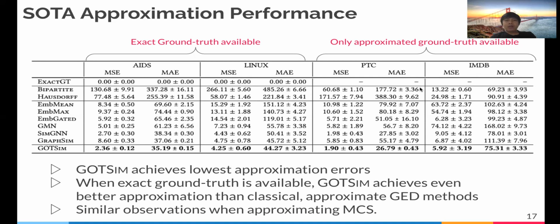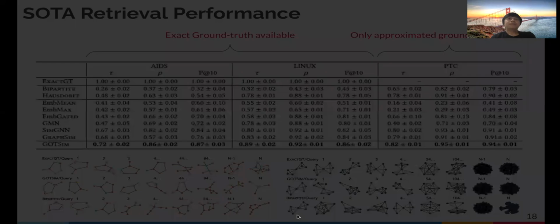We can see that our method performs better than all of the methods when the exact GED values are available, while very close to the best classical approximate baselines when the exact GED values are missing. And we can also observe very similar results for the MCS approximation task, which you can find in the paper.